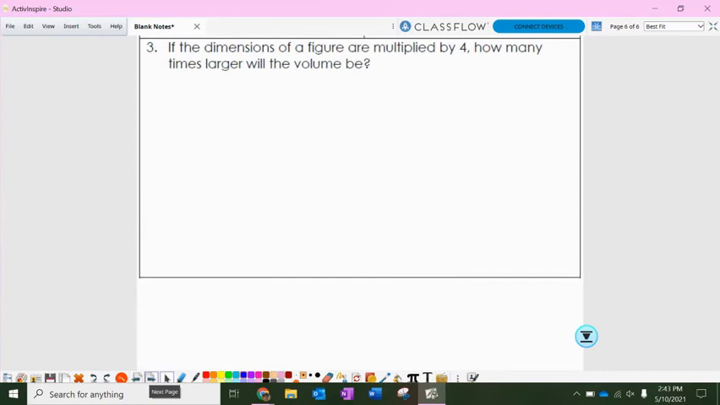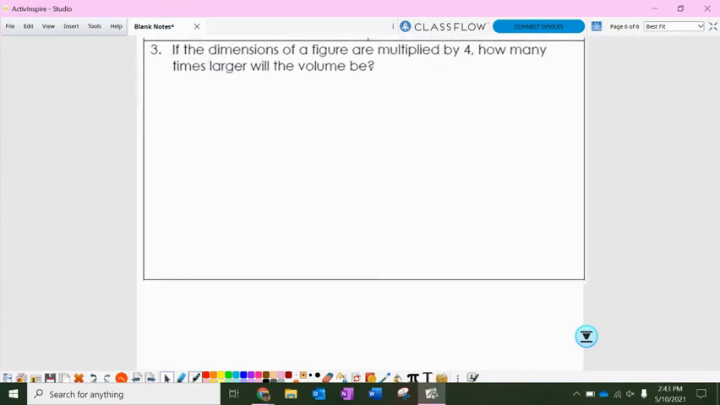If the dimensions of a figure are multiplied by 4, okay, so did you see the keywords to tell us how we're going to work this problem? It says the dimensions are multiplied by 4. That means we're talking about a scale factor here of 4. So the scale factor is 4, okay? How many times larger will the volume be? Well, we know volume is cubic units, so it'll be k cubed times bigger. So what is 4 cubed? 4 cubed is 64, so it'll be 64 times larger.